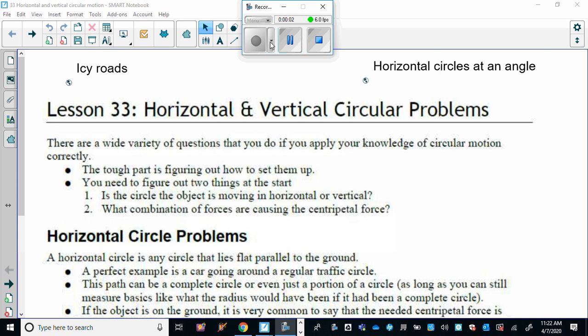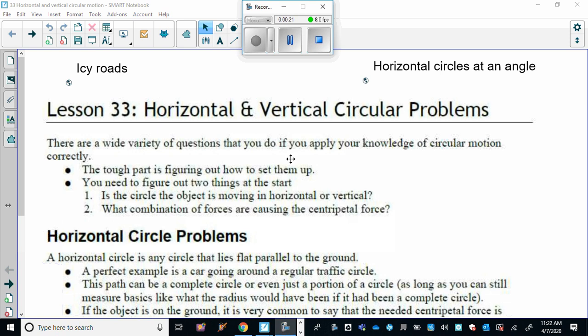Lesson 33, we're going to do in two parts. First, horizontal circles and then vertical circles. Horizontal circles are pretty easy. Vertical circles are definitely more complicated. And as it says in your notes here, the tough part is figuring out how to set them up.